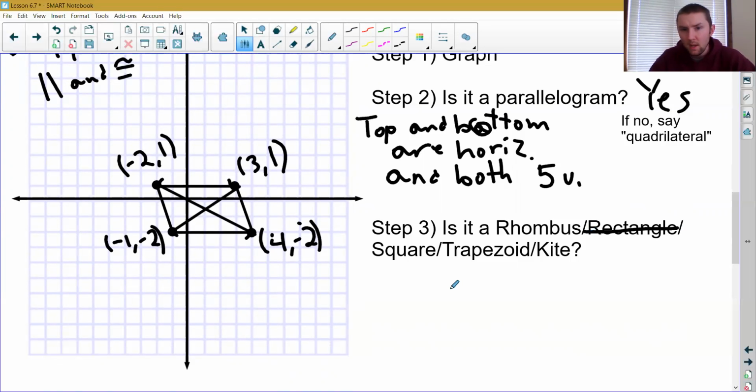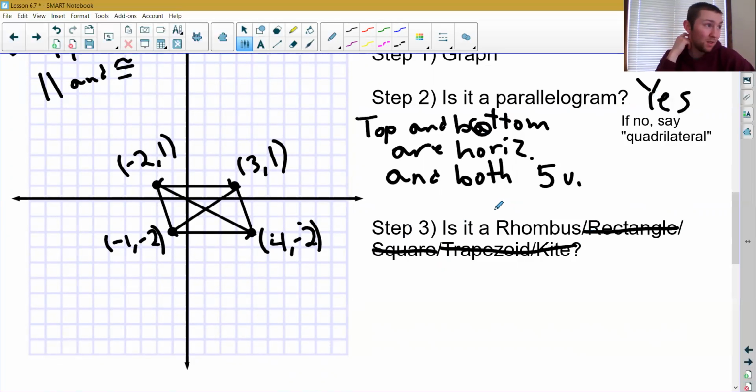Nope. So that also means it's not going to be a square, right? Now, because I just proved it's a parallelogram and I said yes here, it's not a trapezoid and it's not a kite either. So my only other question is, is this thing a rhombus? Well, in order to show that it's a rhombus, what would we need to show?